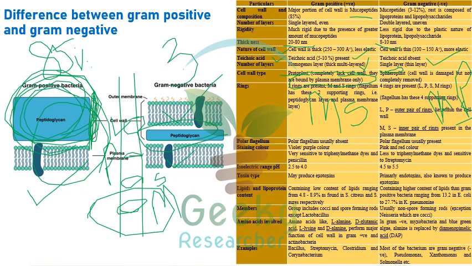When it comes to polar flagellum, it is usually absent in gram positive. In gram negative, polar flagellum is present. And another important thing is staining color.